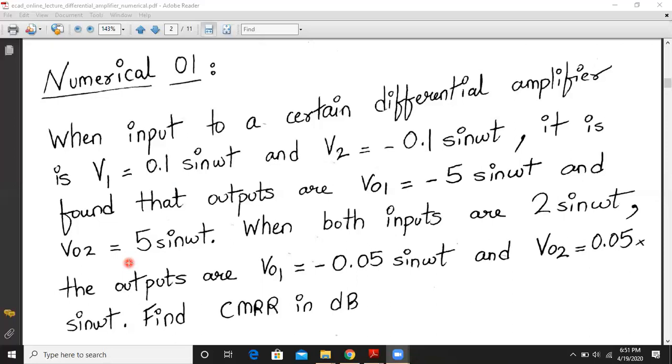The second condition says when both the inputs are 2 sine omega t, the outputs are VO1 equal to 0.05 sine omega t and VO2 is equal to 0.05 sine omega t. So we have to find CMRR considering both the situations. In the first situation, it is very clear that the inputs are of the same magnitude but out of phase. And in the second case, both the inputs are of the same magnitude and they are in phase. So let us consider the first case.